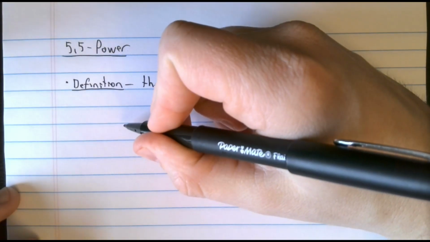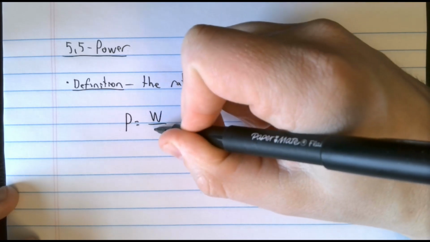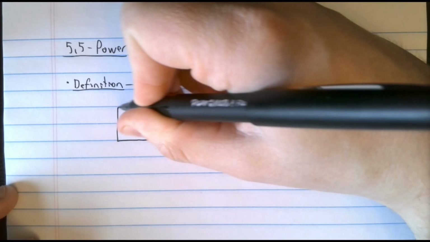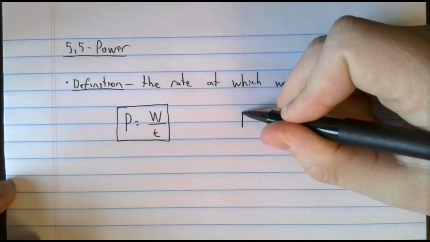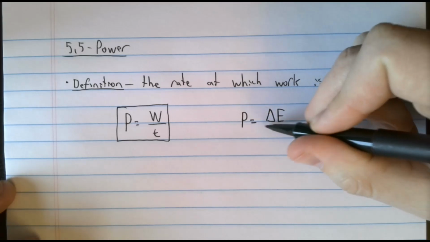Off to the left here, I'll have that rate-based equation, work divided by time. Anything that is a rate will have time on bottom, and the other equation takes the same form, except it'll be change in energy over time.